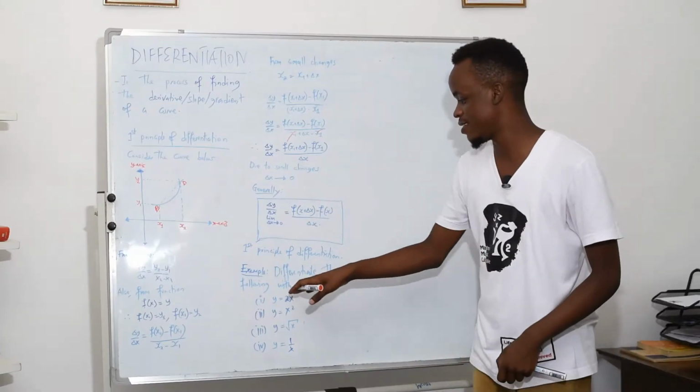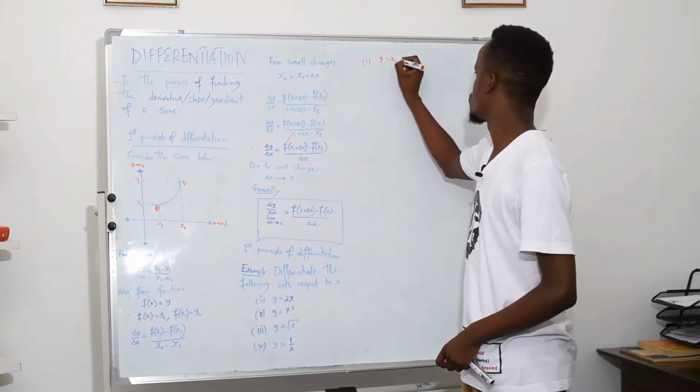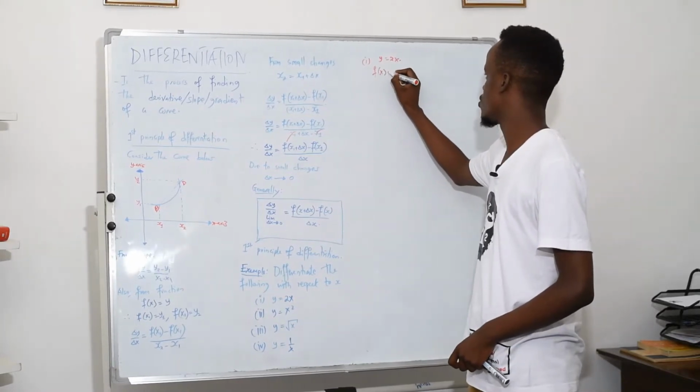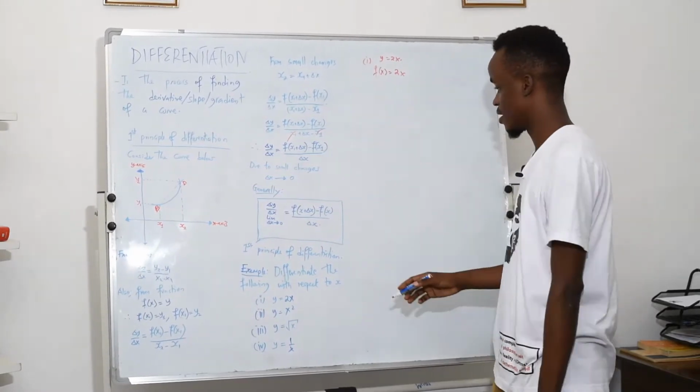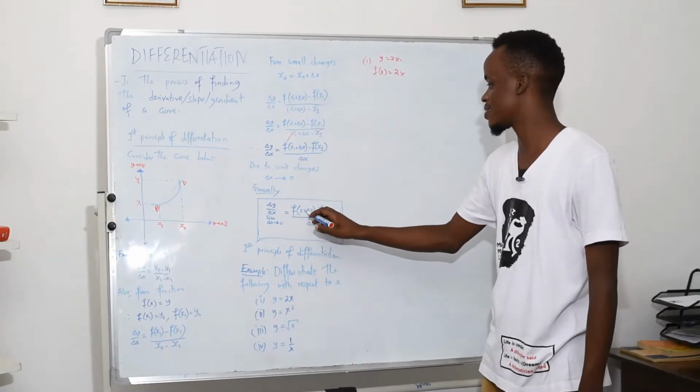Example: differentiate the following with respect to x. Roman 1. y equals 2x. y is the function, therefore f of x equals 2x. What else? From our formula, the first principle of differentiation, we have f of x plus change in x.